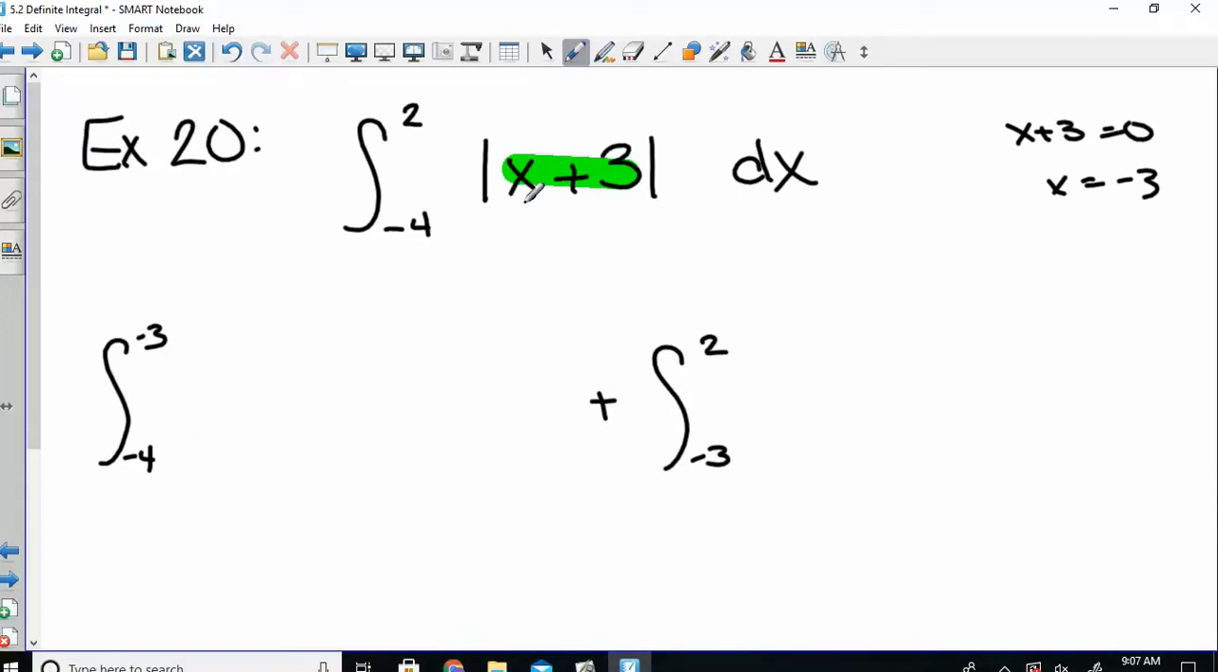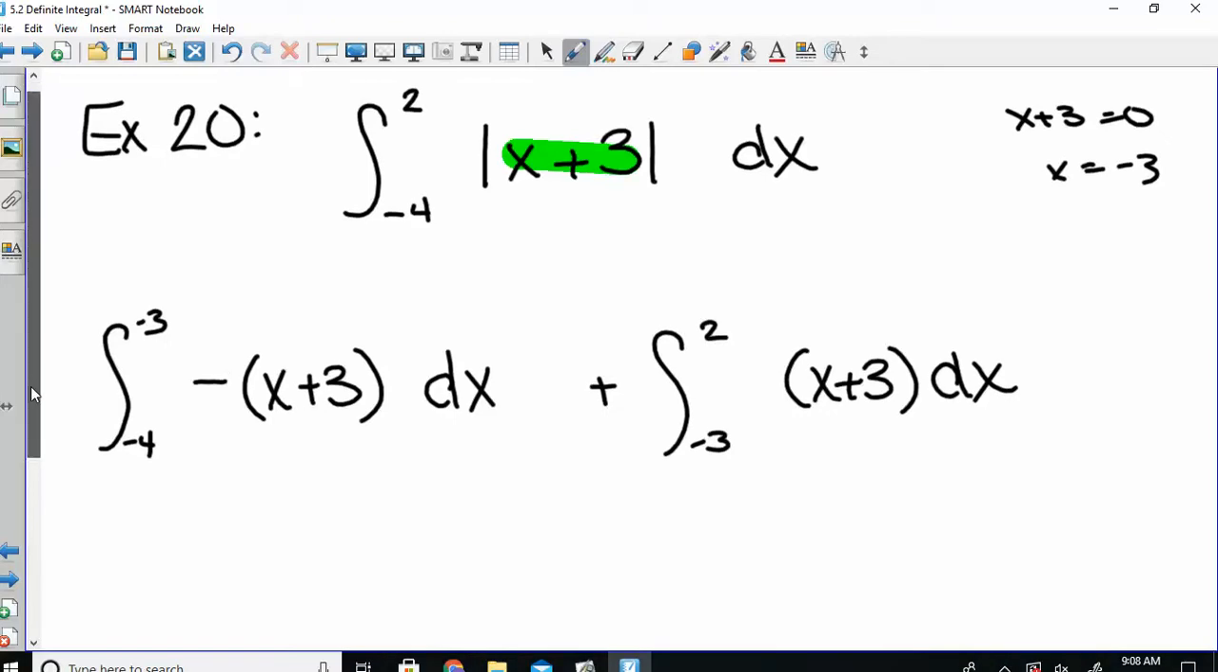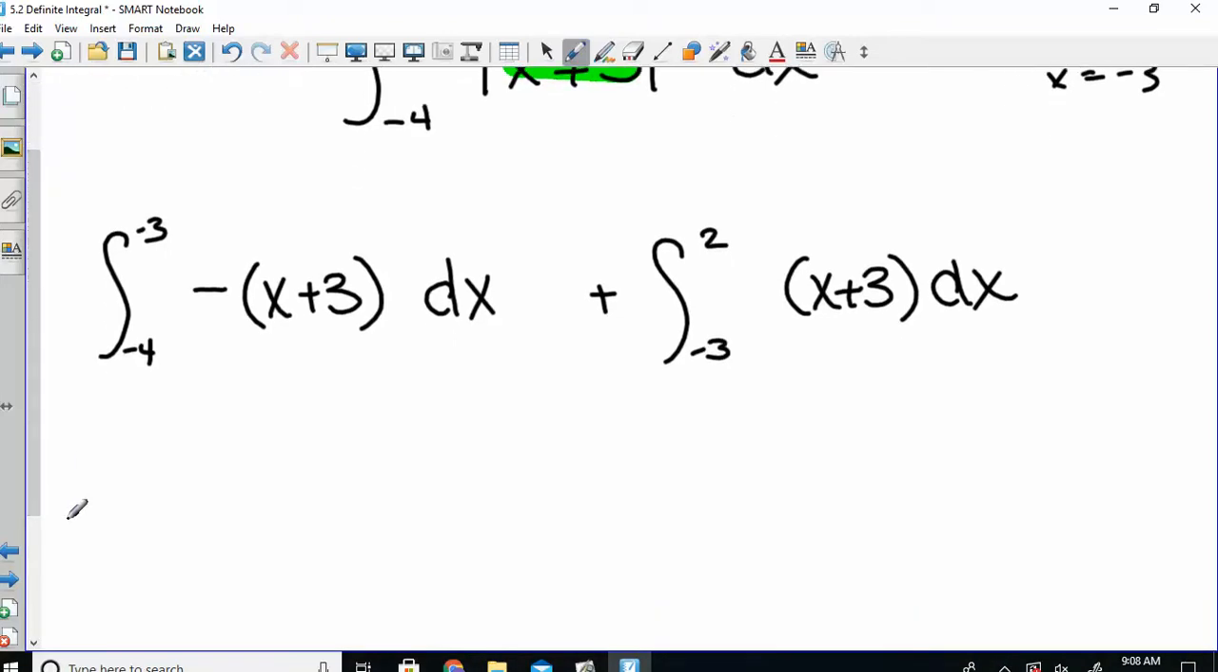All right, if you're between negative 4 and negative 3, so if we put a negative 4 in, you're going to get a negative answer, and the absolute value does the opposite of that. So it would be the opposite of x plus 3. If you're between negative 3 and 2, when you plug it in, you get a positive, so the absolute value doesn't change anything. So we have a negative.